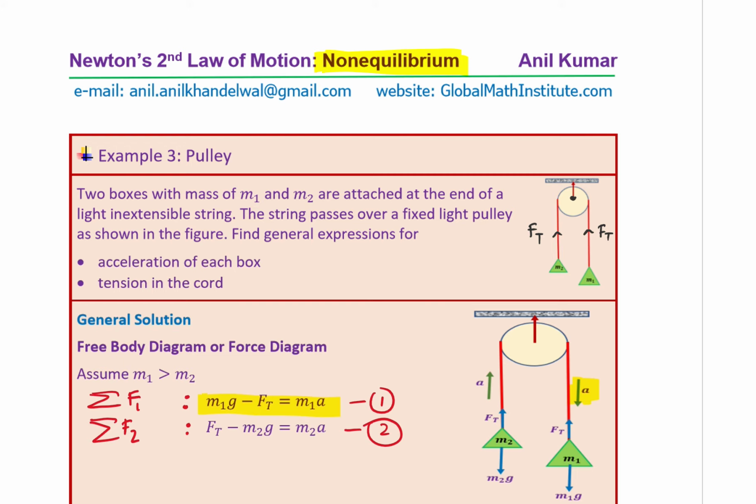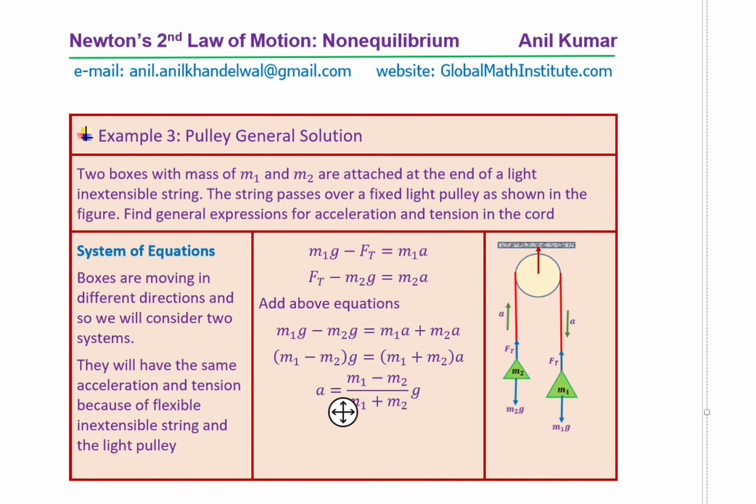These equations are very similar, as you can see in the three examples, right? So let's look into how we solve them. These are the two equations we are talking about, equation 1 and equation 2. Let's look into the system of equations once again. Boxes are moving in different directions, so we will consider the two systems, not a single system as in the first case. You cannot now combine m1 plus m2. They will have the same acceleration and the same tension because of the flexible, inextensible string and the light pulley.